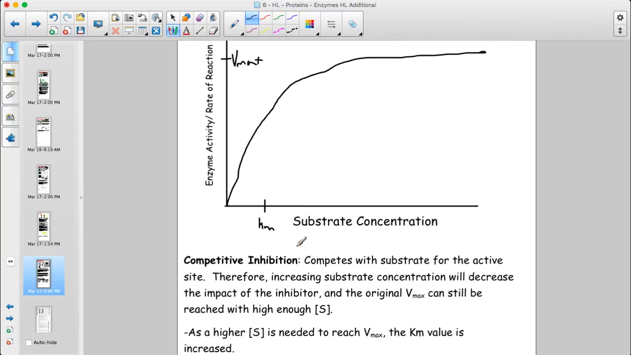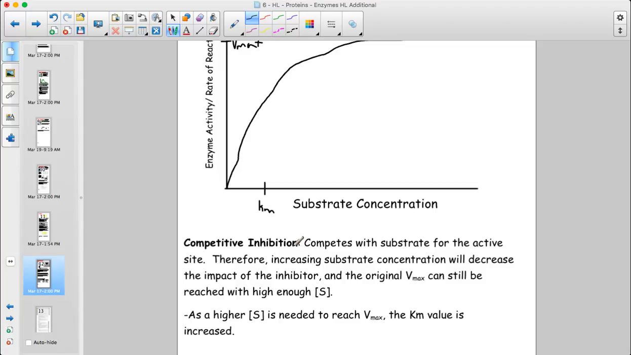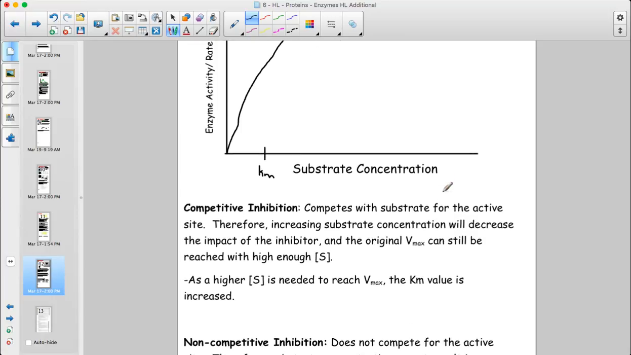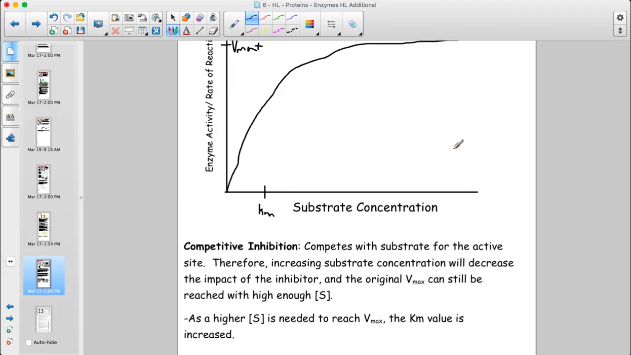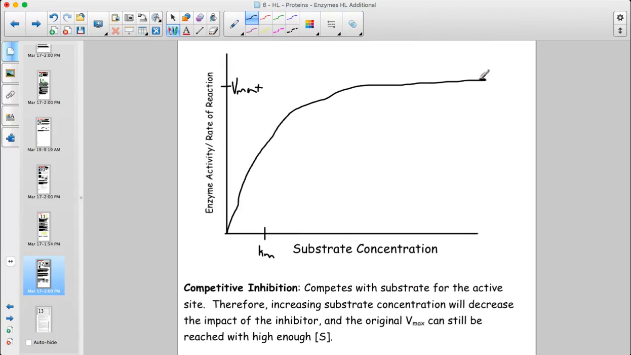Now if you have a competitive inhibitor, it's going to compete for the active site. But that means if you get more and more substrate, and they're both fighting over the same active site, eventually the substrate can outcompete the competitor. Therefore, at a certain substrate concentration, the inhibitor can have almost no effect. As you get more substrate, the impact of the inhibitor gets less and less, and you can eventually make it to the original Vmax if you have a high enough substrate concentration. So the rate is lowered by this inhibitor, but eventually you can make it to the same Vmax. It just takes a higher substrate concentration because you've got this other thing competing for the active site.